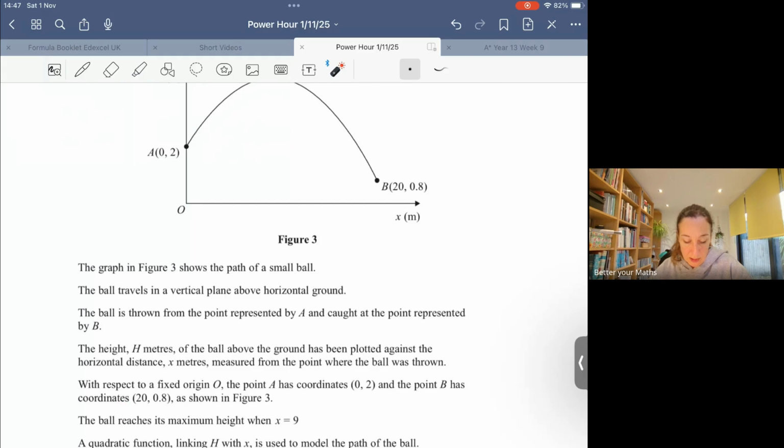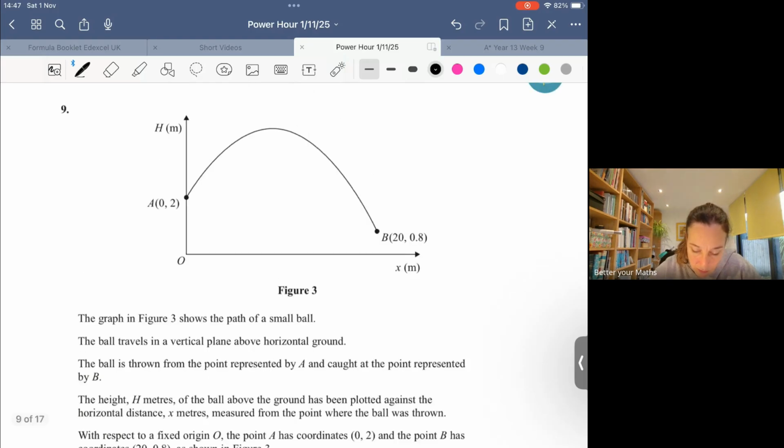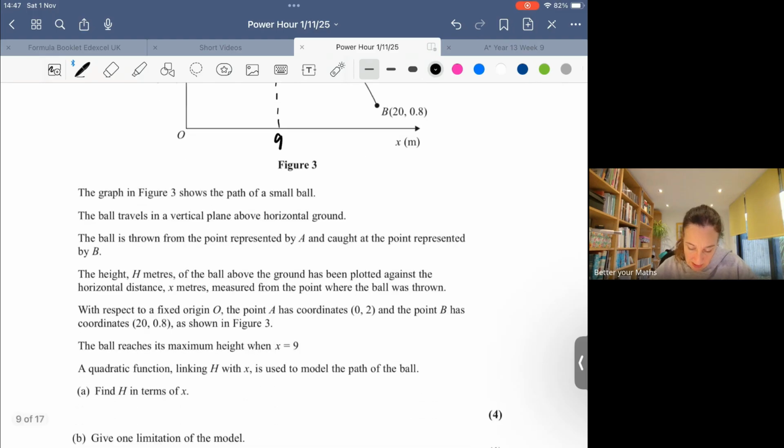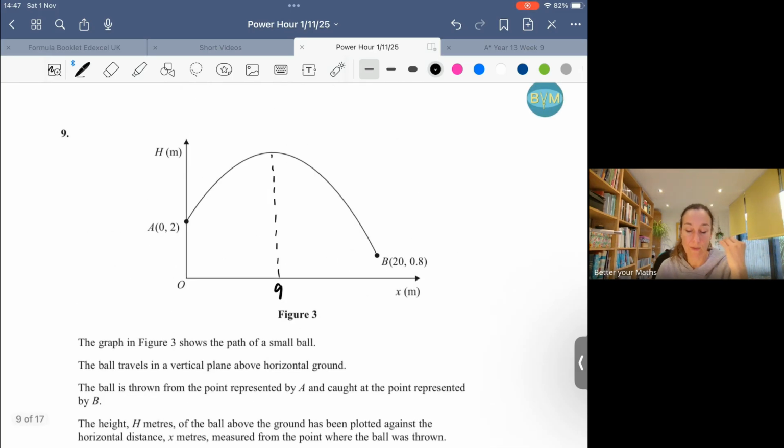The ball reaches its maximum height when x is 9. So we know when the maximum is, so x is 9. And a quadratic function h, linking h with x, is used to model the path of the ball. We have to find h in terms of x. Think about the information that we are going to use to find that quadratic.